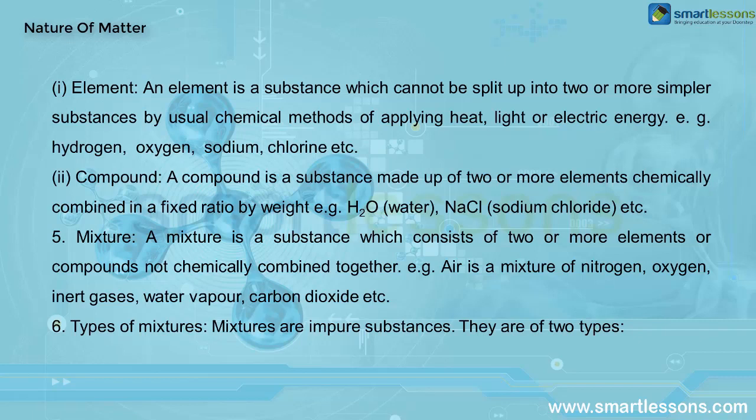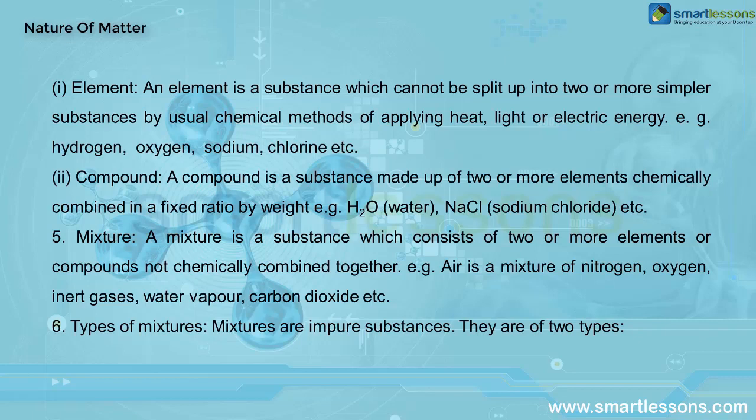An element is a substance which cannot be split up into two or more simpler substances by the usual chemical methods of applying heat, light or electrical energy. As examples of elements, we can take hydrogen, oxygen, sodium, chlorine, etc. On the other hand, a compound is a substance made up of two or more elements chemically combined in a fixed ratio by weight. As an example, water, which has 2 hydrogen and 1 oxygen, and sodium chloride, NaCl, which has 1 sodium and 1 chlorine.